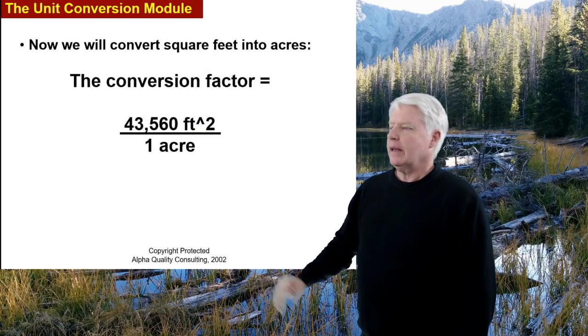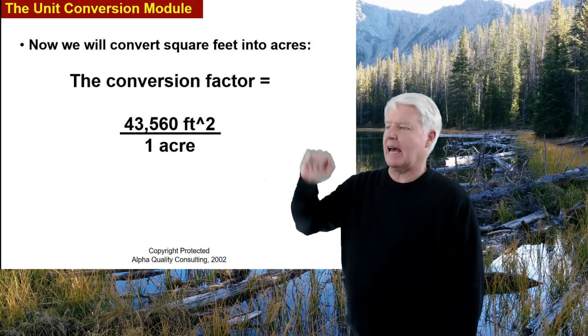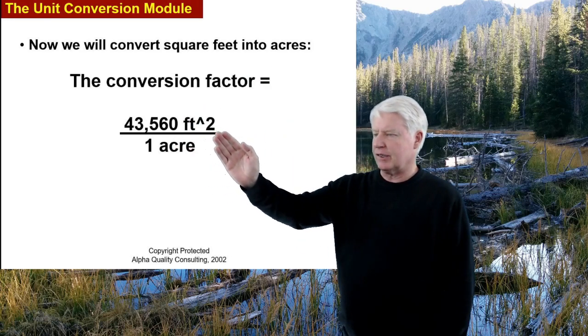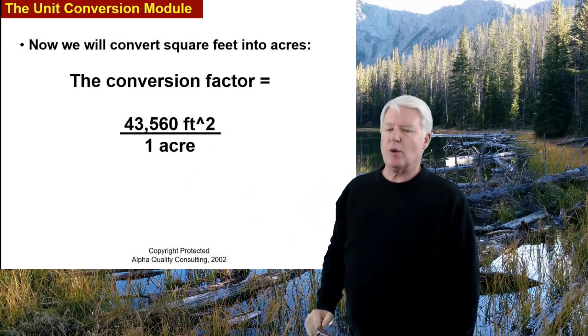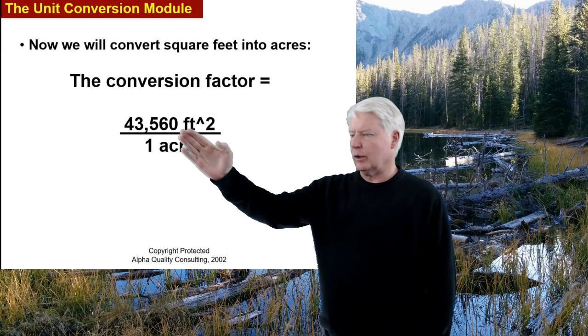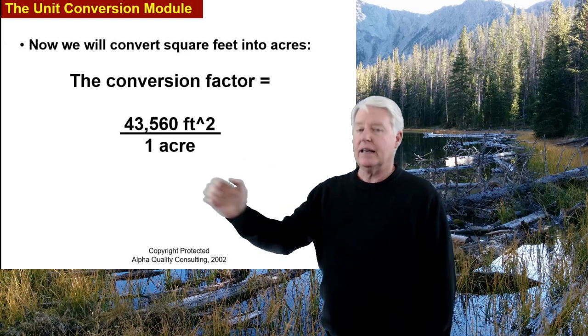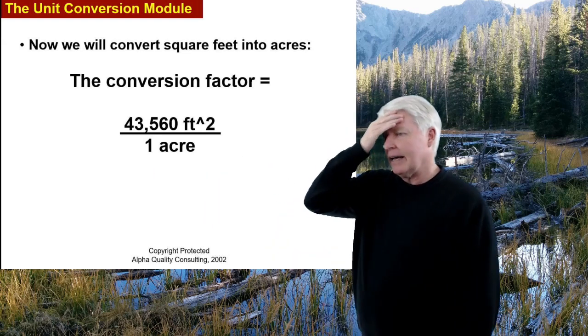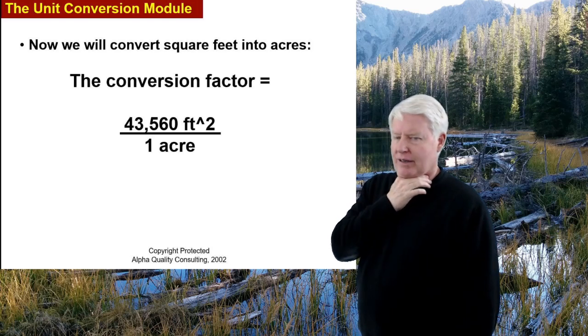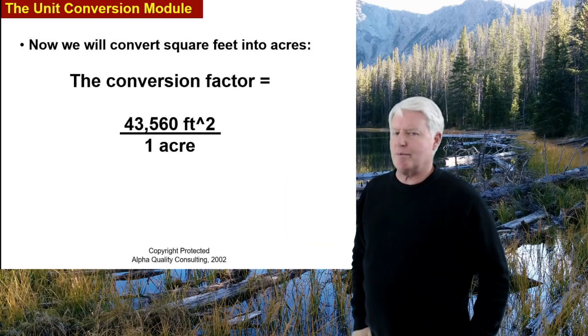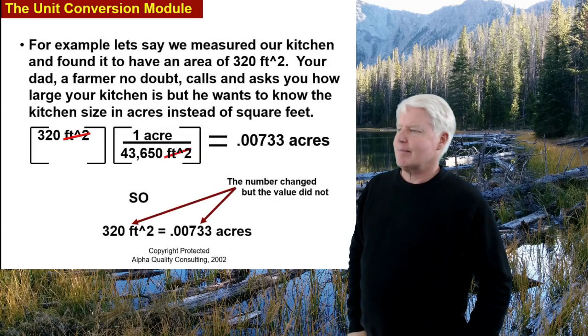Let's do another one. Now we will convert square feet into acres. The conversion factor, 43,560 square feet equals 1 acre. So this is equal to 1 because 43,560 square feet equals 1 acre. How did I get that? I looked it up in a unit conversion table and used that. So now let's apply it to a real life problem, if you will.